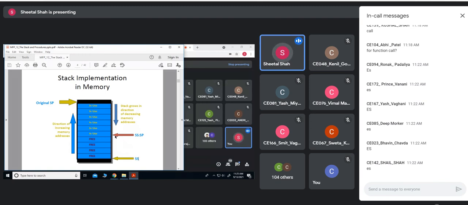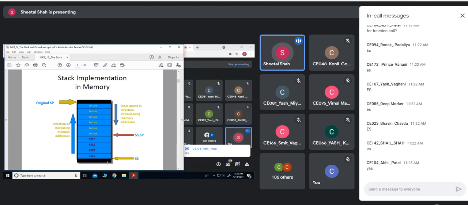Say suppose currently the stack pointer is pointing to this memory location, and one more data is pushed onto the stack, then the stack pointer would be pointing at this address. At this address it would be pointing. Are you getting this, all of you?